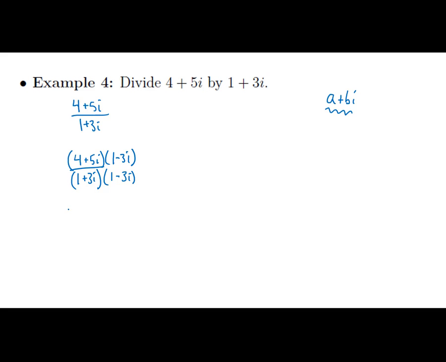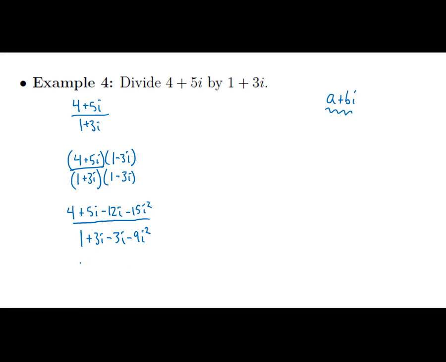So I'm not actually changing the value of the fraction. And so I FOIL out on top. This is 4 plus 5i minus 12i minus 15i squared, all divided by, well, now this becomes 1 plus 3i minus 3i minus 9i squared. And so you can see why it is that I multiplied by what we call the complex conjugate, because those middle terms, which are my imaginary terms, cancel each other out.